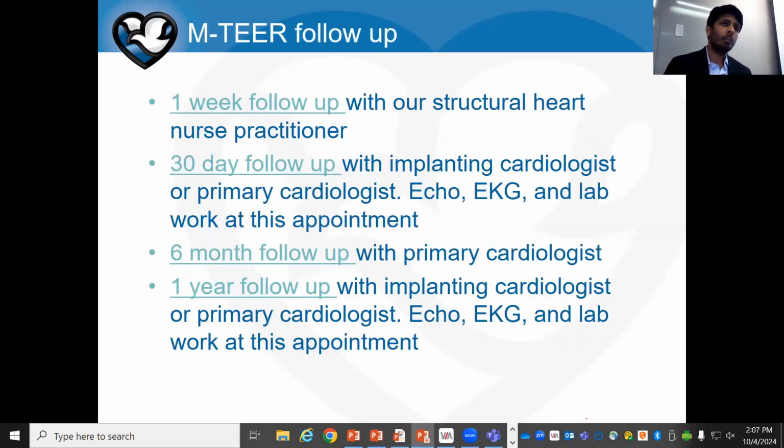The routine follow-up is that everyone sees a structural nurse practitioner, Rachel, in 1 week. Everyone gets a 1-month follow-up with either me or Dr. Olson, and we'll do an echo and EKG at that time to see what the residual amount of leak is across the valve after we put the mitral clip or the Pascal device in. And then everyone gets a 6-month follow-up with a primary cardiologist and a 1-year follow-up with either me or Dr. Olson. And we'll again repeat an echocardiogram.